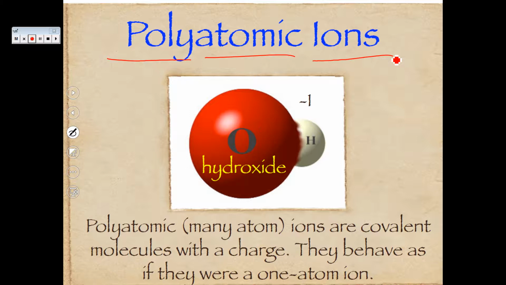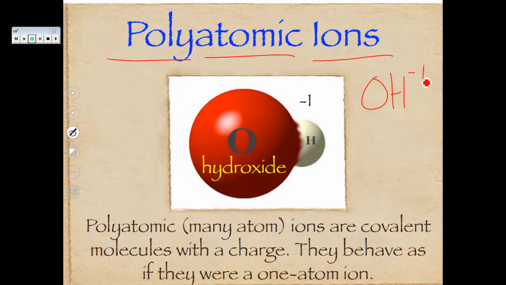So for example, this is called hydroxide. You have an oxygen atom and a hydrogen atom bonded together with an overall charge on the whole thing as -1. Okay? For these polyatomic ions, you will see this written as OH -1 in a table.